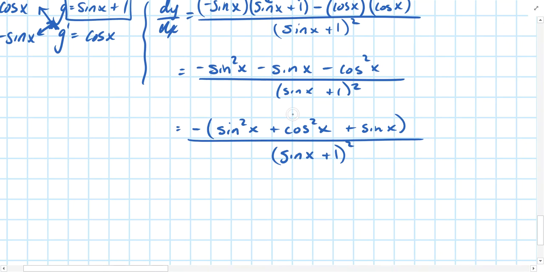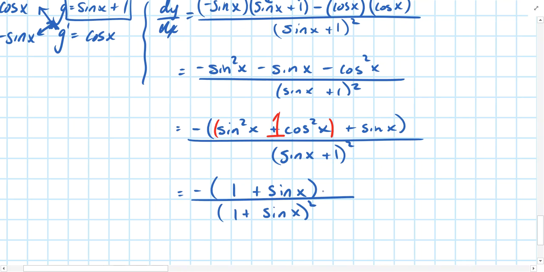Now, the reason why I grouped these two together is that we had a rule in trigonometry class that showed us that sine squared of some angle plus cosine squared of another angle always simplifies to the number 1, so that's helpful. And what we now have is a negative around the grouping symbol, 1 plus sine of x. And in the denominator, we have 1 plus sine of x squared.